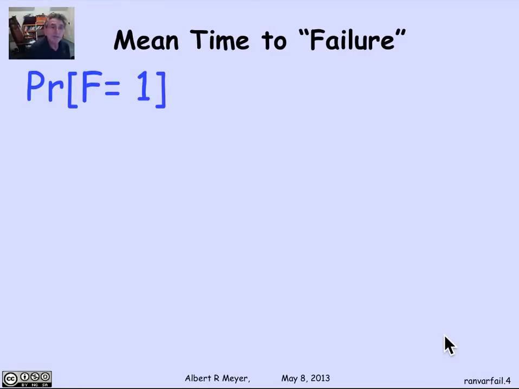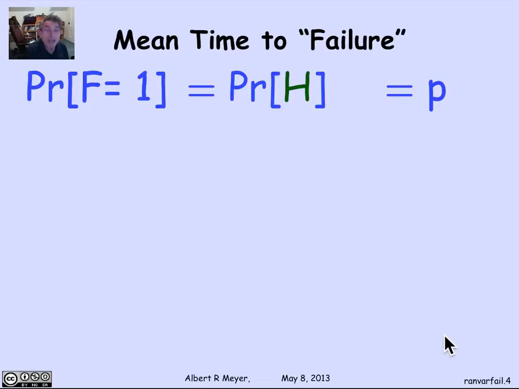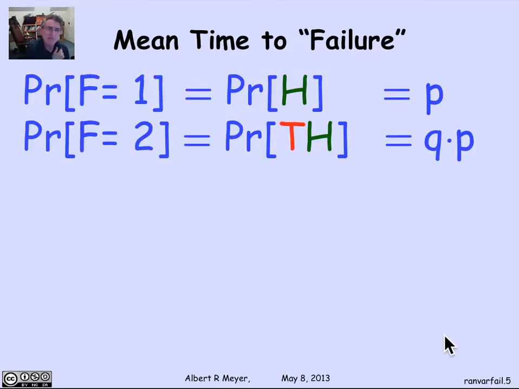So what's the probability that F equals 1? Well, that's the same as saying that you get a head on the first flip, and that has probability p. What's the probability that F equals 2? Well, that's the probability that you flip a tail and then a head, and that has probability q times p, because we're assuming the flips are independent. So it's the probability of a tail, which is q, times the probability of a head, which is p.